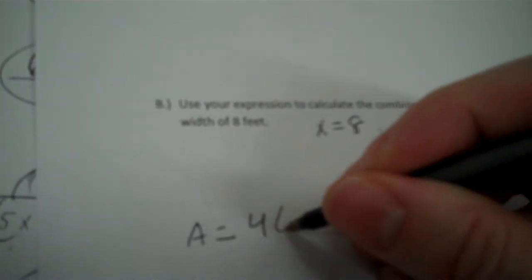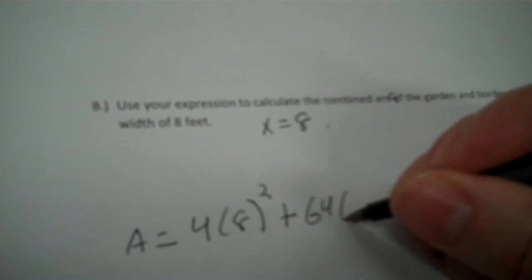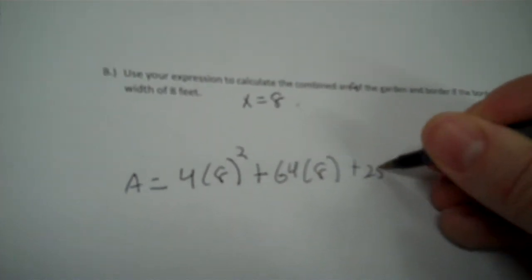Okay, use your expression to calculate the combined area of the garden and border if the border has a width of 8 feet. That means x is 8. So we're going to have to find our area. We're just going to replace that x and that x with 8. Okay, so 4, if you want to write dot 8, fine, I'm going to write parentheses 8. We need a second power on that first 8. Plus 64. And then dot 8 or parentheses 8 plus 255.